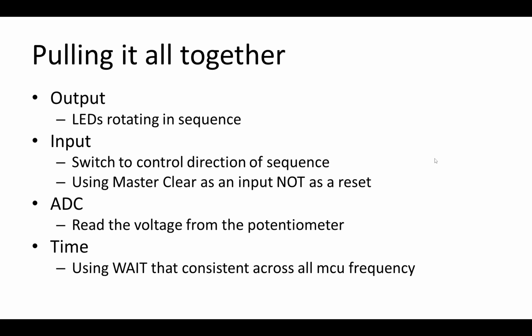We're going to have the LEDs rotating in sequence. They're going to go in one direction, then the other. When you push the input, the switch, we're using the switch as an input, not as the master clear. We're going to take the ADC, read the voltage from the potentiometer, and then we're going to scale it between, I think, 1 millisecond and 1,000 milliseconds. And then we're going to have a wait based upon that value. So we're putting it all together.